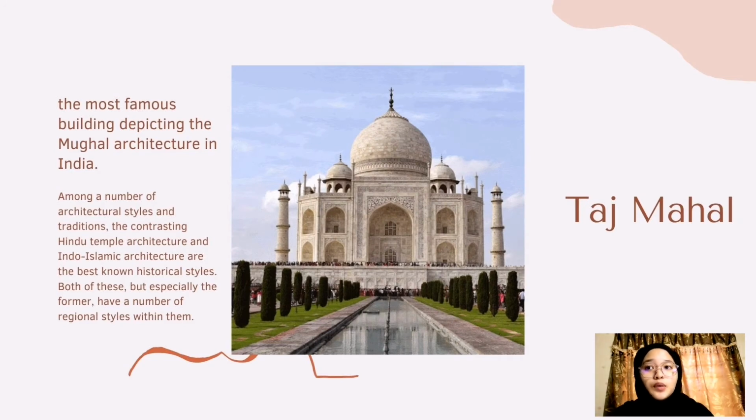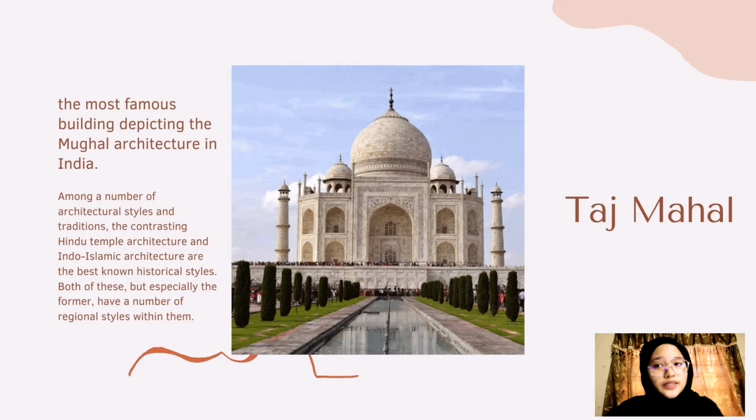And this one is the most famous building depicting Mughal architecture in India, the Taj Mahal. I think everyone knows it, right? The Taj Mahal incorporates and expands on the design tradition of Persian and earlier Mughal architecture. The Taj Mahal was commissioned by Shah Jahan in 1631 to be built in memory of his wife Mumtaz Mahal, who died on 17 June that year, while giving birth to their 14th child, Gauhara Begum.